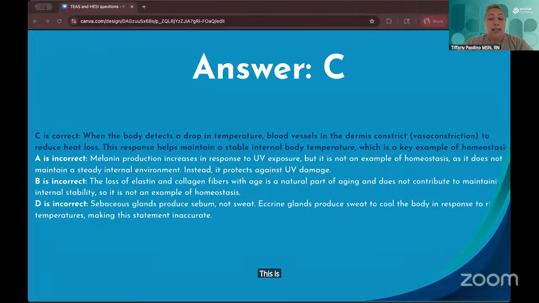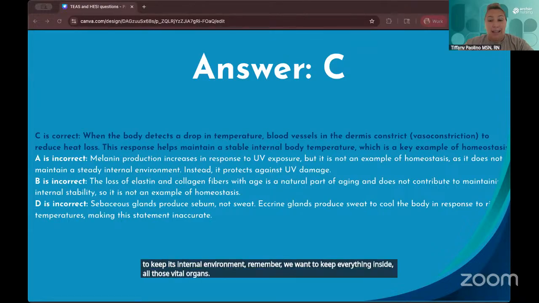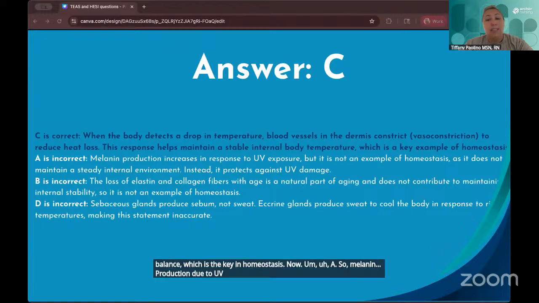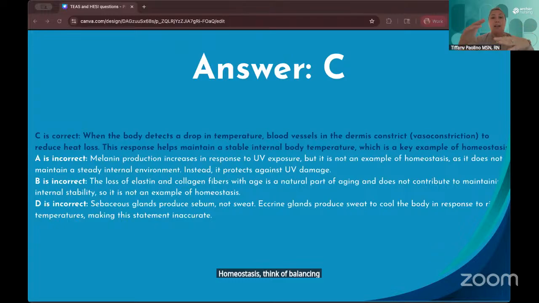This is a great example of how our body works to keep its internal environment. Remember, we want to keep everything inside, all those vital organs, balanced, which is the key in homeostasis. Now, A. Melanin production due to UV exposure is a protective mechanism, not necessarily homeostasis. Homeostasis, think of balancing or counteracting whatever's going on.